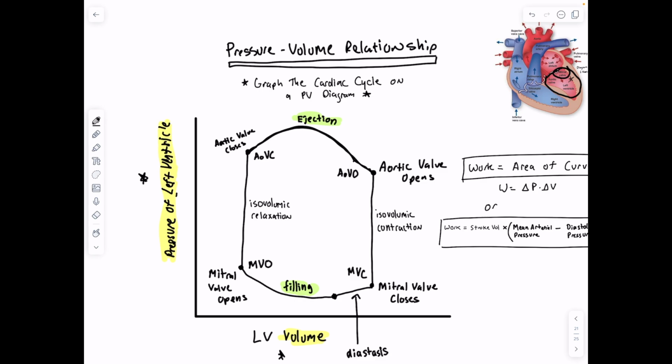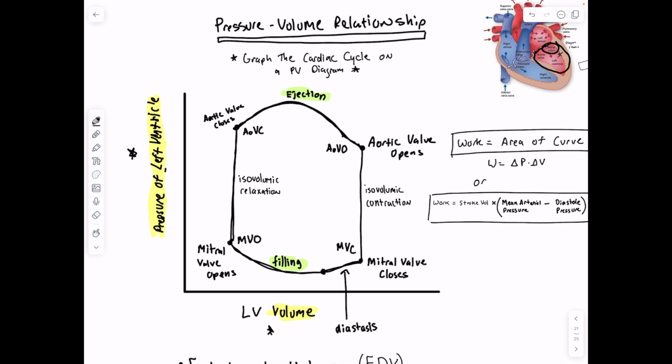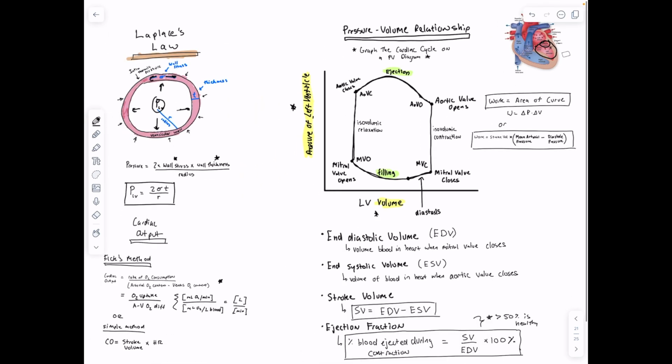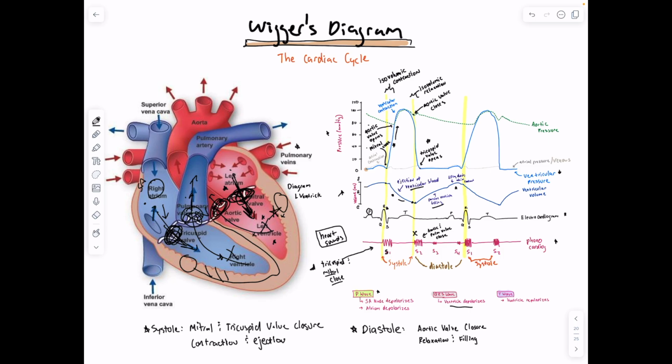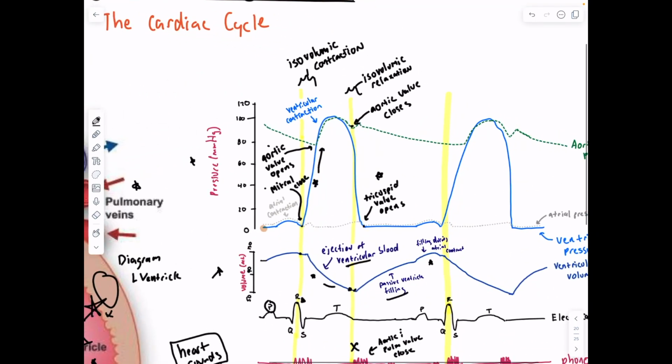After that, the aortic valve closes, and you're going to have isovolumic relaxation. Then the mitral valve opens, and you have an increase in volume in the ventricle as the mitral valve opening allows blood to come in from the left atrium. In particular, isovolumic contraction and isovolumic relaxation are important to know on the Wiggers diagram. I have it marked here.